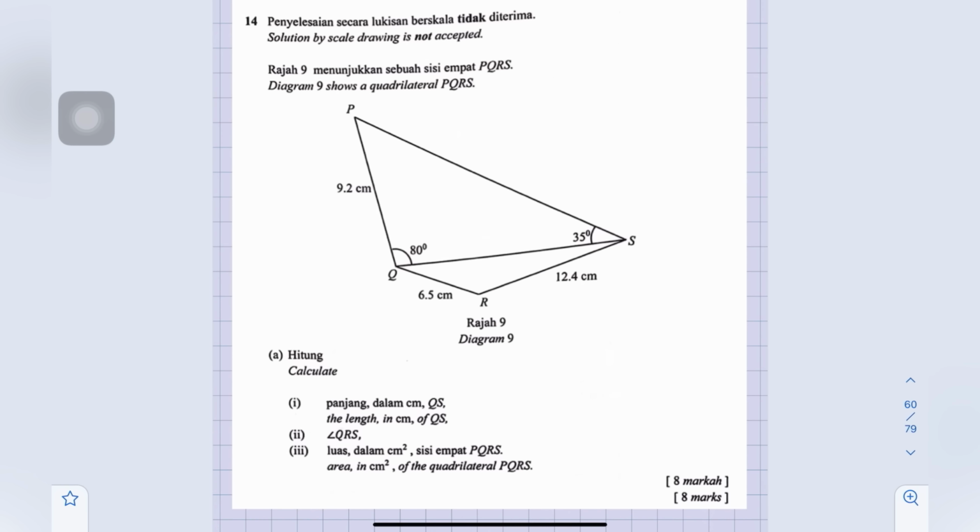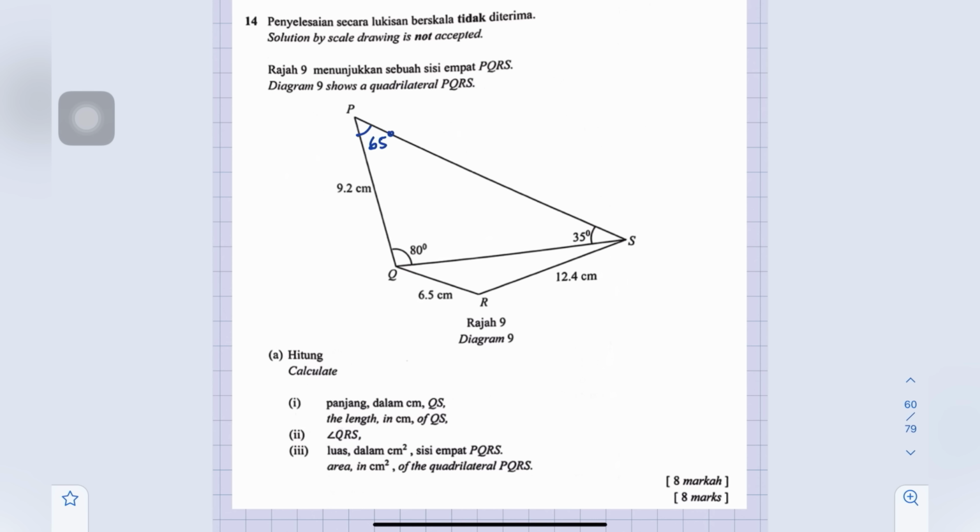Number 14, solution by scale drawing is not accepted. Diagram 9 shows a quadrilateral PQRS. A Roman 1, calculate the length in centimeter of QS. To find QS, you have to focus on triangle PQS. The total angle of a triangle is 180, so to find this angle is 180 minus 80 minus 35, which equals 65 degrees.